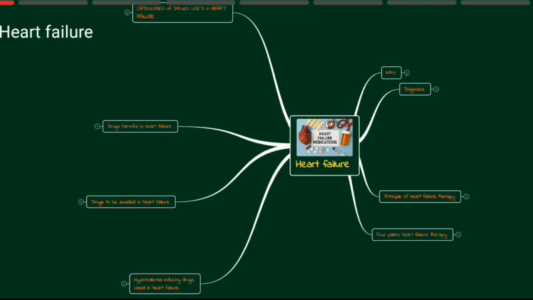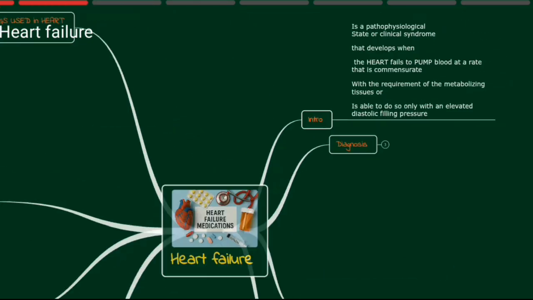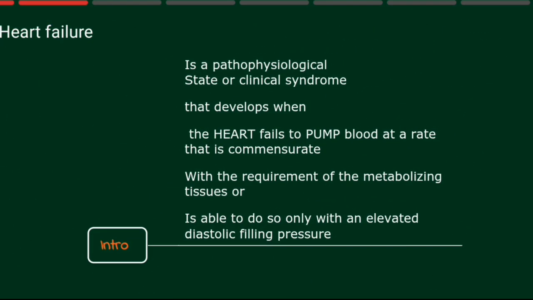Okay guys, let's talk about heart failure. So in this video, I'm going to talk about the pathophysiology and the medications that we use in the treatment of heart failure. So I want you to know that in the United States, we have around 6.7 million adults living with heart failure, and it is projected to rise to 8.7 million by 2030.